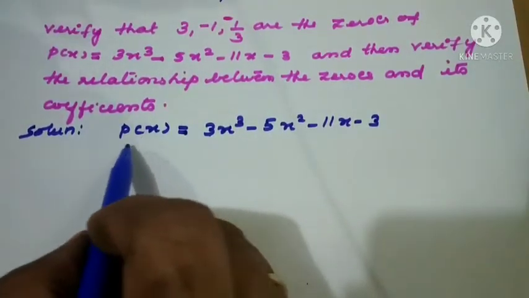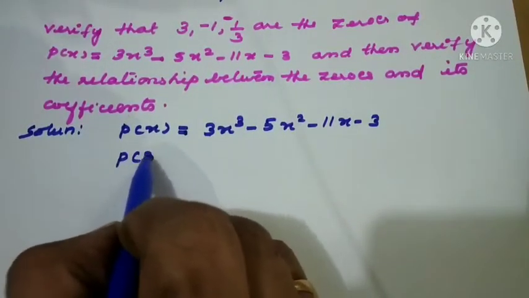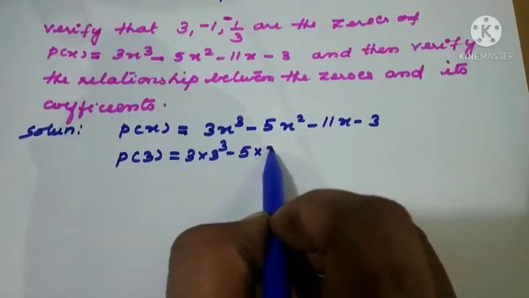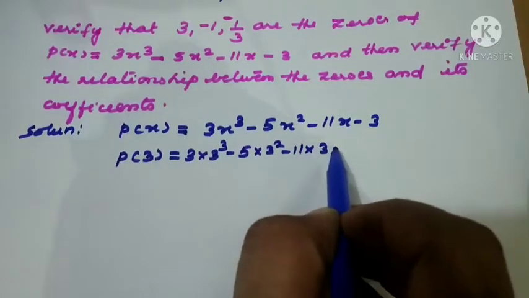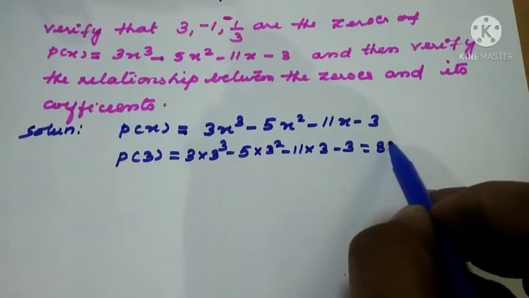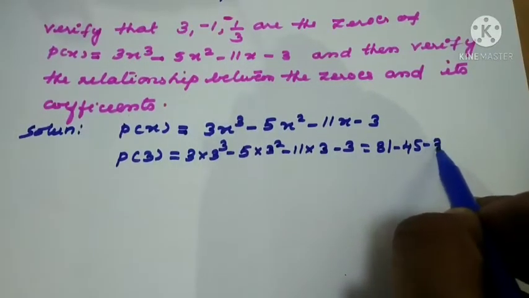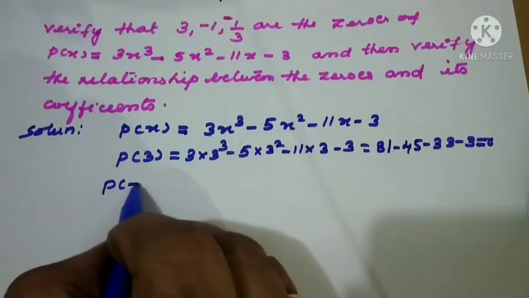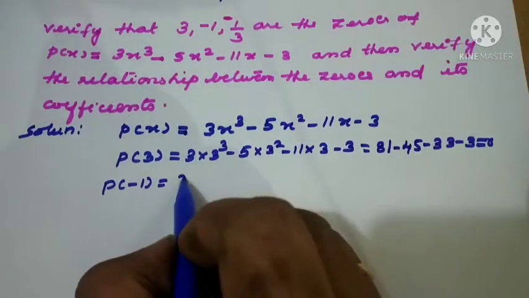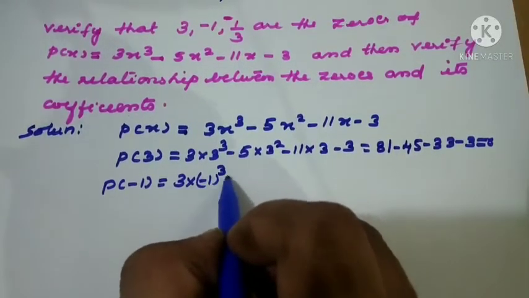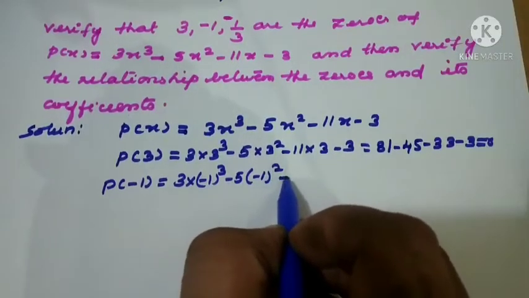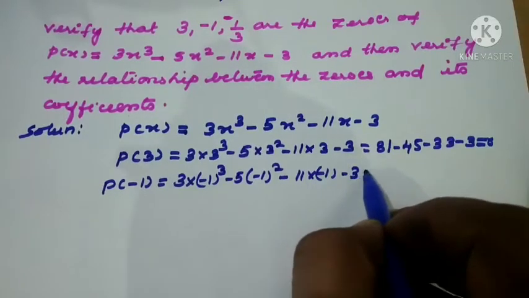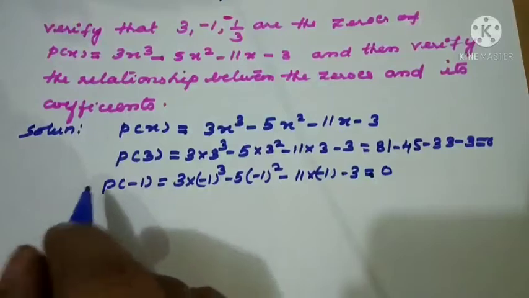For checking they are the zeros, we will put the values. P of 3 equals 3 into 3 cube minus 5 into 3 square minus 11 into 3 minus 3. So it is equal to 81 minus 45 minus 33 minus 3, which is equal to 0. Similarly, P of minus 1 to be calculated. So 3 into minus 1 whole cube minus 5 into minus 1 whole square, minus 11 into minus 1, and minus 3. We can see that the sum is also equal to 0.